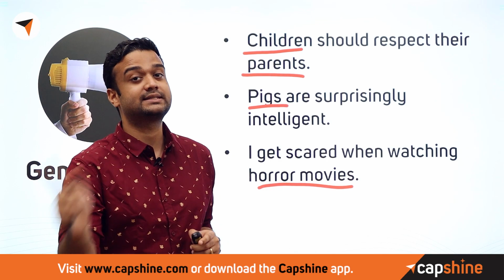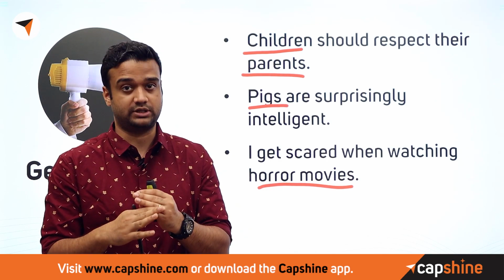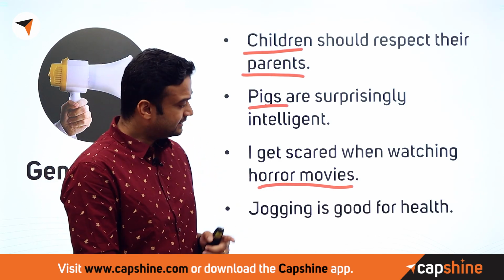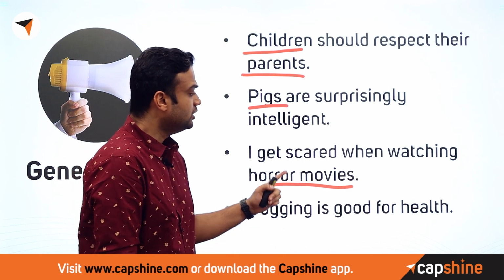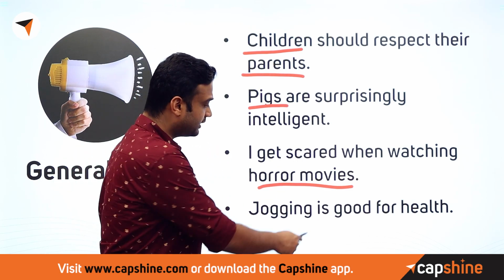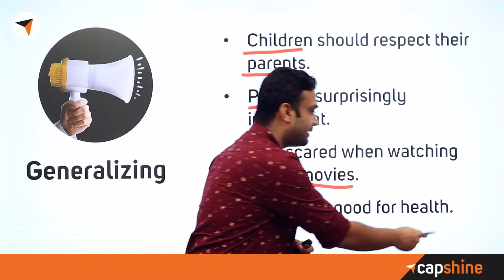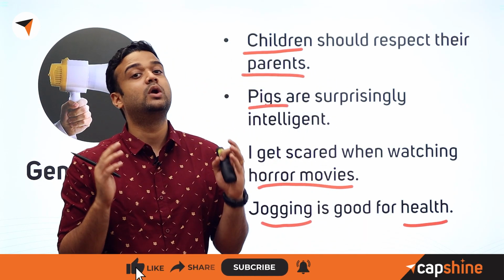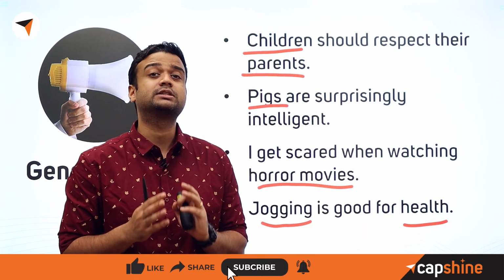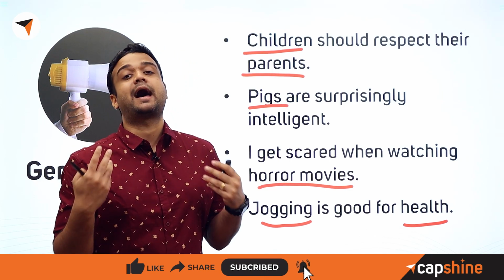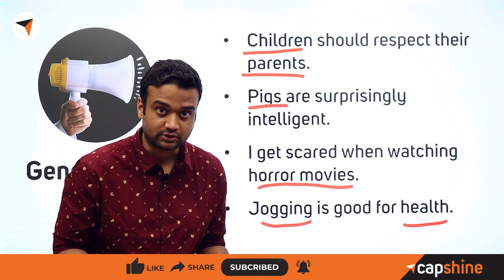Great. So that's the first rule about where not to use articles. Let's look at one more example, which is: jogging is good for health. Again, jogging plays the role of a noun. Health is also a noun, but I will not use articles here because I'm not speaking about a specific thing. I'm talking about something in general.